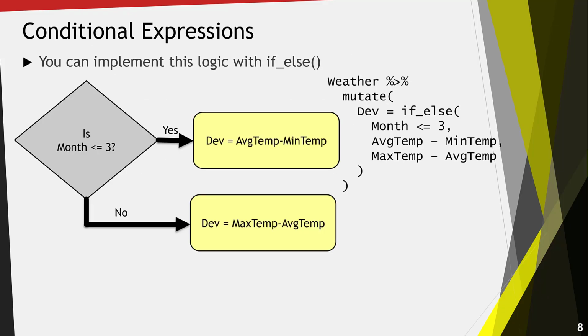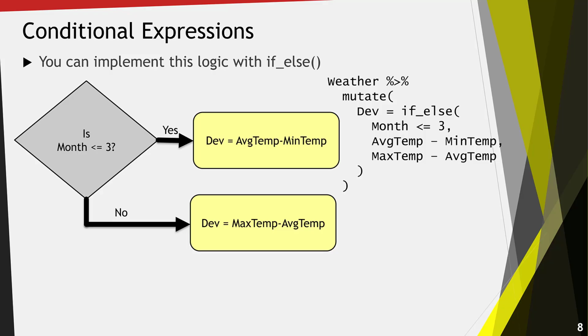Thinking back to that motivating example I gave you, if you'd like to compute the deviation from average temperature in two different ways depending on the time of the year, you might think of using this flowchart where first you say, is month less than or equal to 3? Those are the January, February, and March months. If so, then you're going to compute the deviation as the average temperature minus the minimum temperature. But if not, then you're going to compute the deviation as the maximum temperature minus the average temperature.